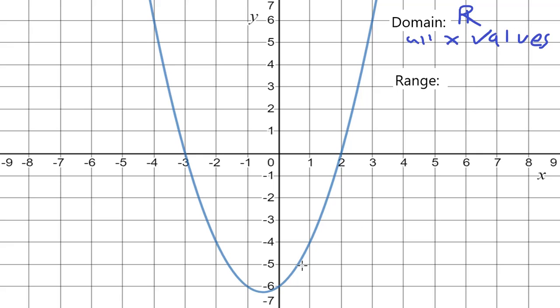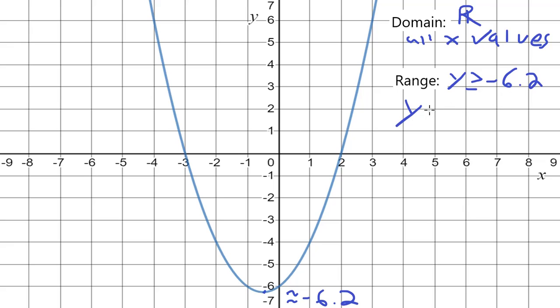And then the range, this parabola has a minimum value at approximately negative 6.2. So this range is just an estimate, but that's totally fine to do. So our range would be y is greater than or equal to negative 6.2. If you say something slightly different than that because it's an estimate, that's totally fine.